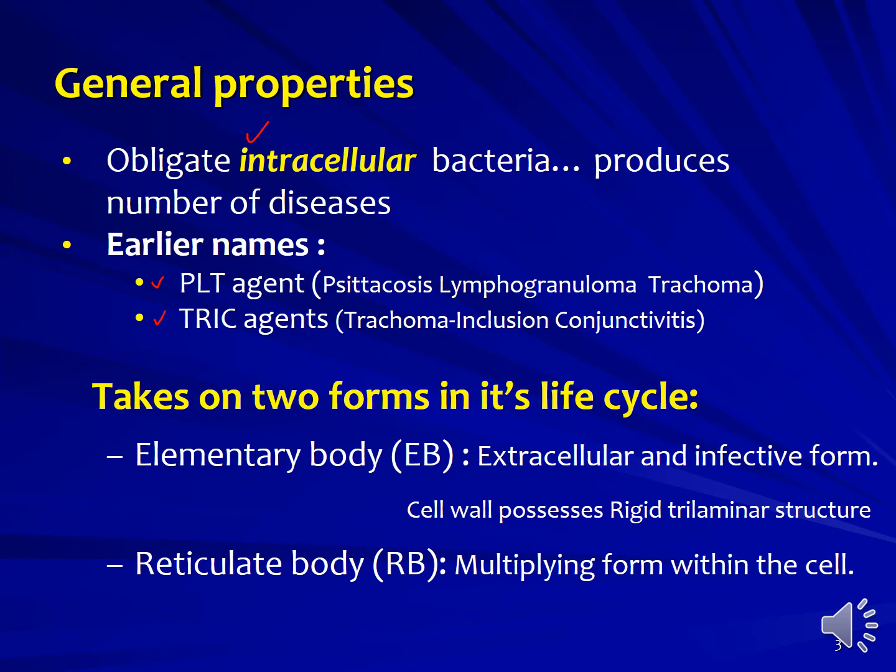that means trachoma inclusion conjunctivitis agents. Its life cycle takes two forms. One is the elementary body, which is an extracellular infective form, and its cell wall possesses a rigid trilaminar structure. The second is the reticulate body, which is the multiplying form of this bacterial cell. So the life cycle is seen in two forms: elementary body and reticulate body.